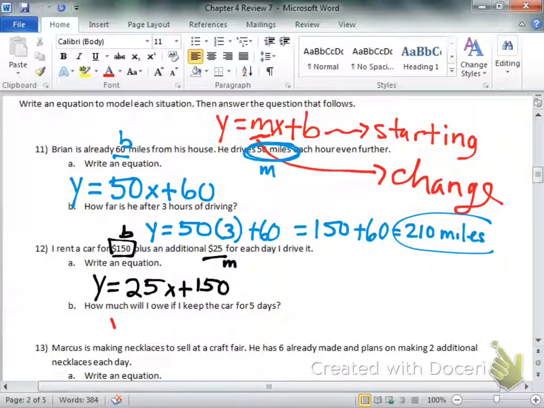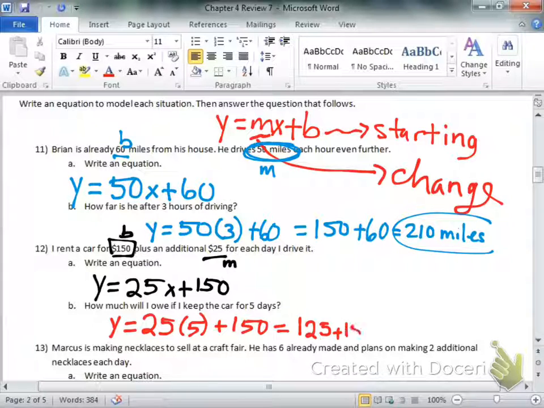So if I keep the car 5 days, you're going to make the x value a 5, and then you're going to do the math. What is 25 times 5? 125 plus 150 gives us 275. And we're talking about dollars, so put a dollar sign in there. There you go. Raise your hand if you have any questions so far on the word problems.